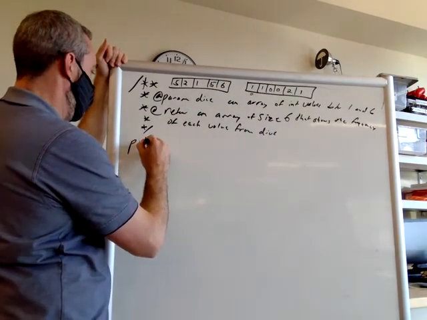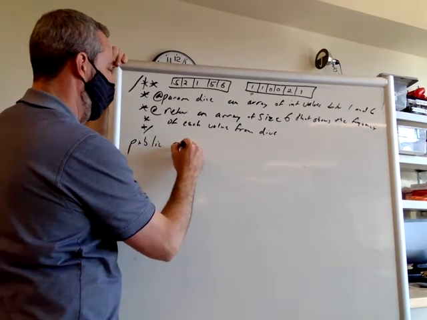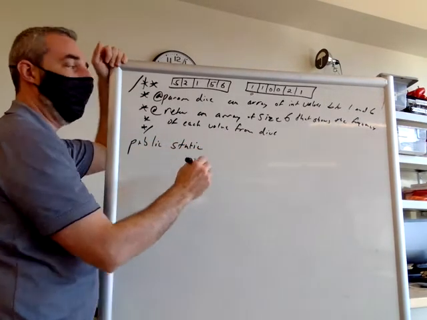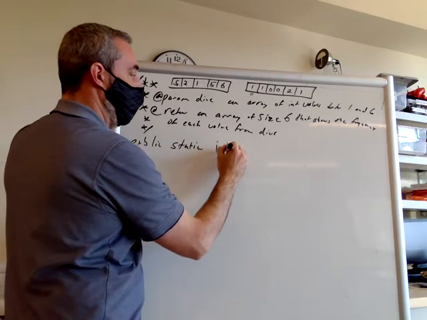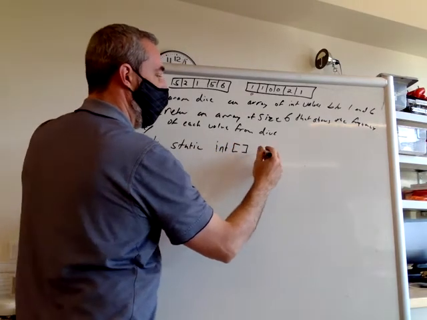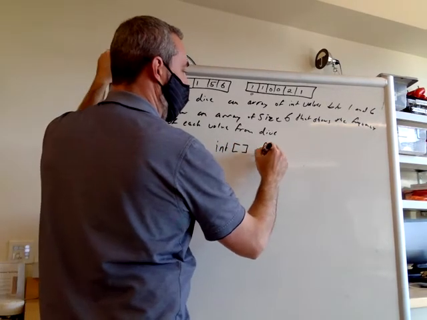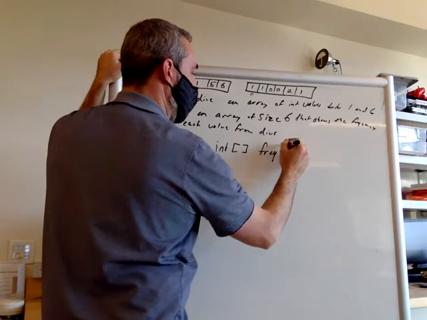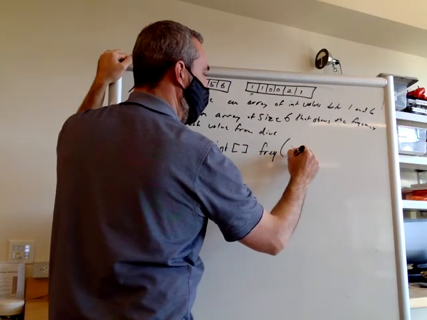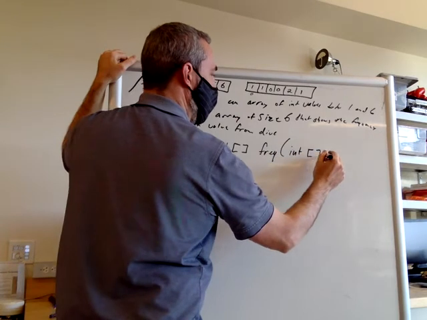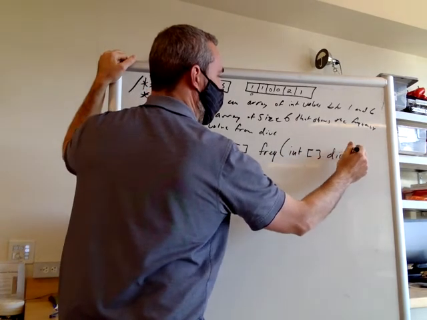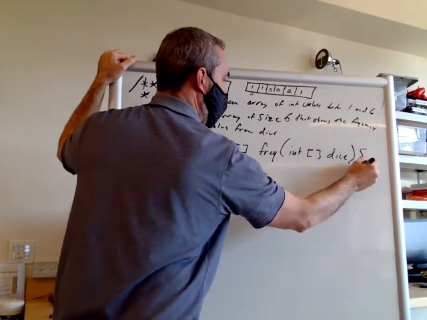Now we are going to make our method public, static. Return type is int array. Let's call it frec for frequency, and the input is int array dice. All right.